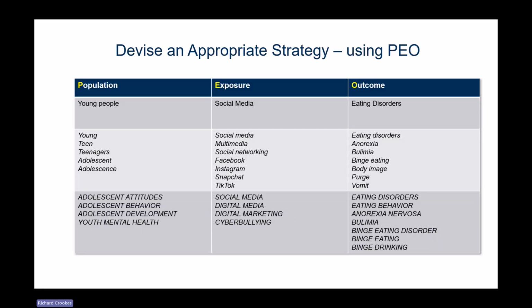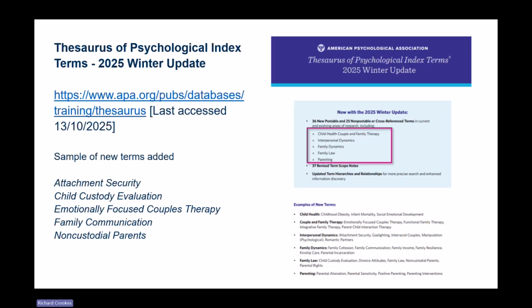So before we do that, I just want to mention a few other things before we go to the live site again. The first of which is the source of psychological index terms, the APA Thesaurus, which is updated.